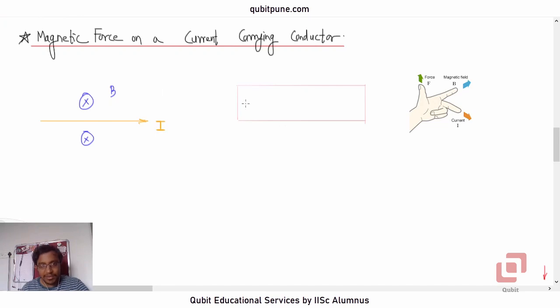The vector notation tells us that the magnetic force or Lorentz force will be I L bar cross B bar, and the direction of the Lorentz force is given by the left hand rule. So let's do it now.